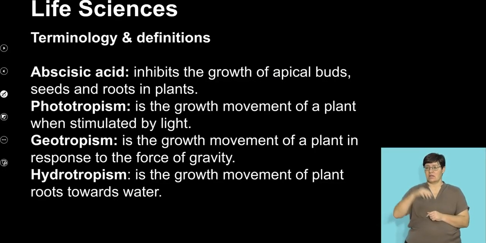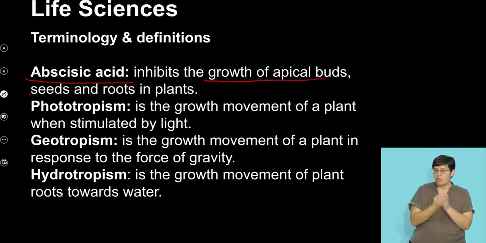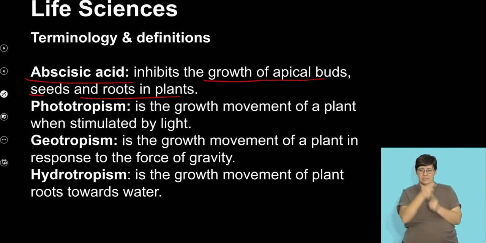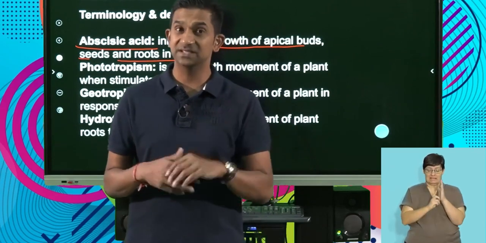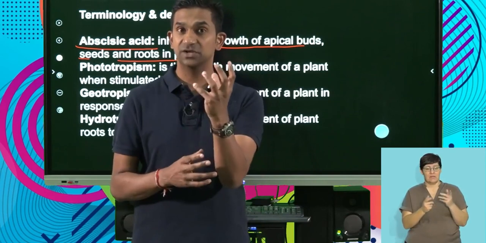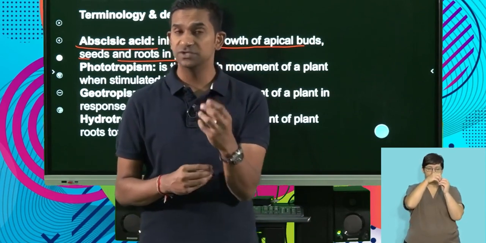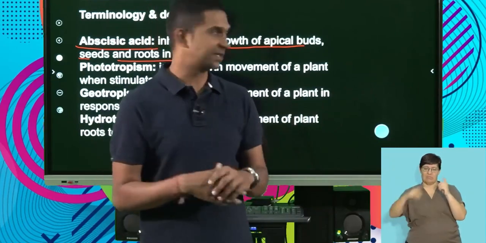Another hormone called Abscisic Acid, and this is a hormone that inhibits the growth of apical buds, seeds, and roots in plants. So it's derived, if you think of the word abscess, so it plays an important role in a process of actually stopping certain things from developing. It also plays an important role in the maturation and the ripening of fruit and the release of leaves and fruit from the tree.